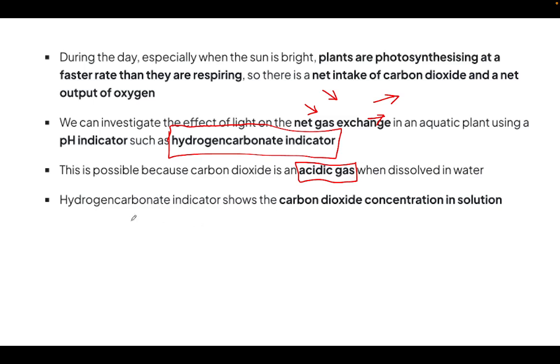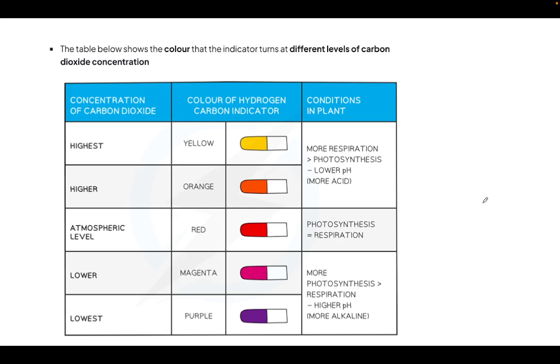It's an acidic gas. So hydrogen carbonate indicator shows carbon dioxide concentration in the solution. I want us to see it in this way. It's very easy to understand. That means if there is a high concentration of carbon dioxide, we're expecting more photosynthesis, because it's a raw material for photosynthesis. At the highest concentration, we're seeing the color of hydrogen carbonate indicator is yellow.